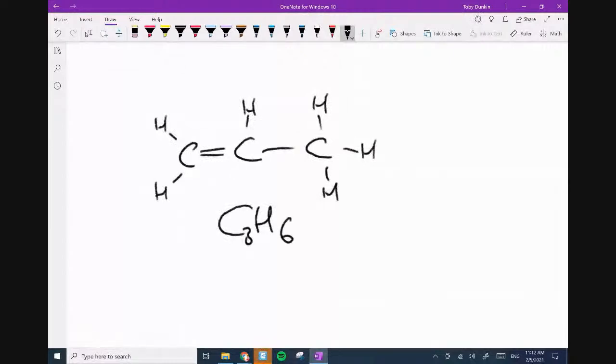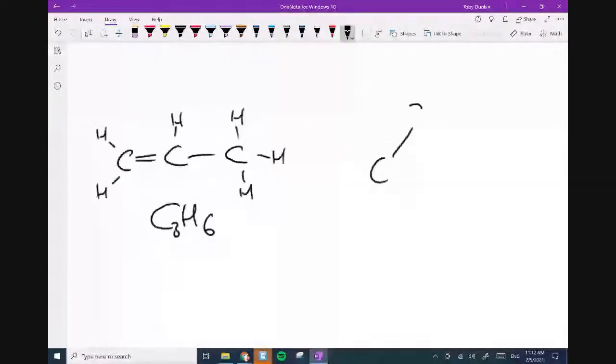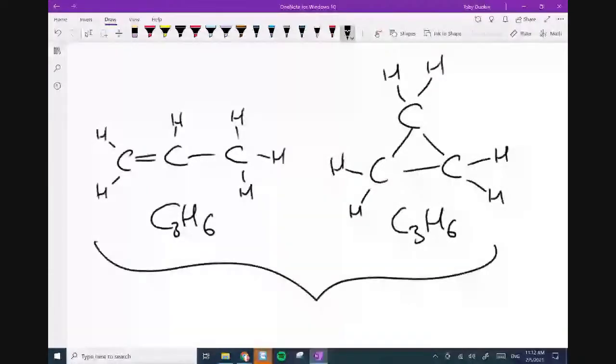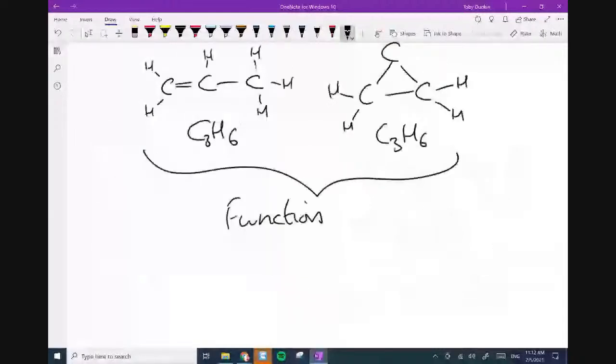We could also make that cyclopropane. It's got the same numbers. It's got the same number, C3H6. These are said to be functional isomers of each other. They are different functional group, family group, chemical properties group, functional isomers.